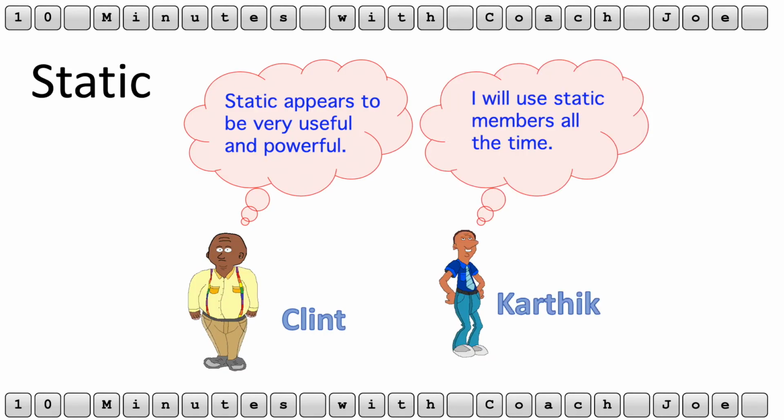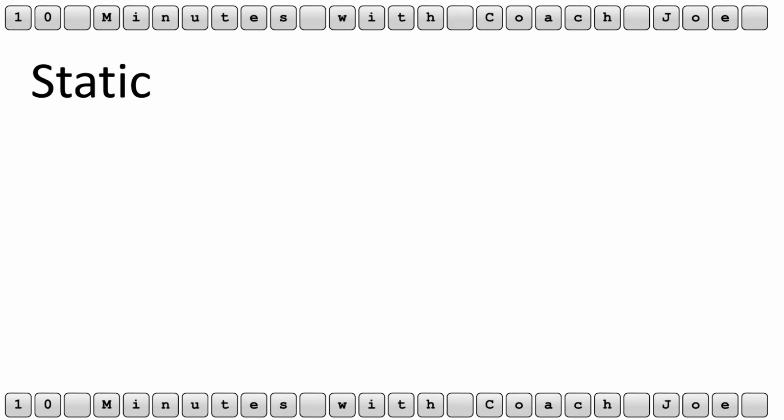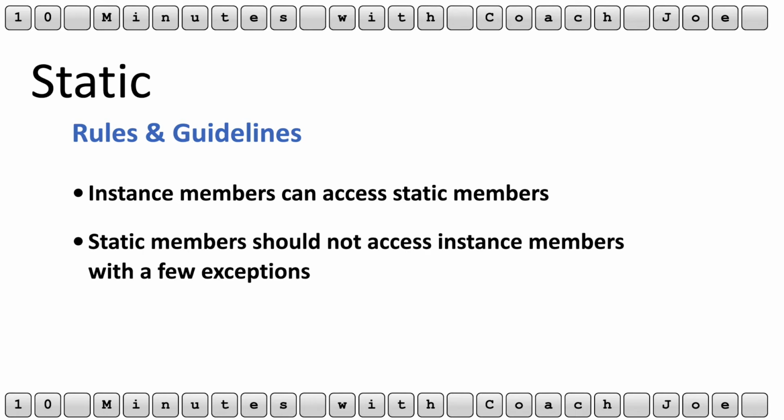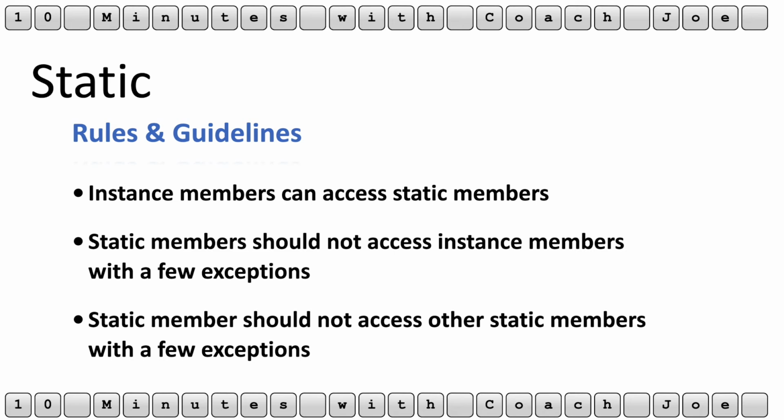Static members are useful and powerful. However, junior-level developers will frequently overuse or improperly use static members. Senior-level developers will restrict the use of static to specific situations. Consider these basic guidelines. Instance members can access static members. Static members should not access instance members with a few exceptions. Static members should not access other static members with a few exceptions.